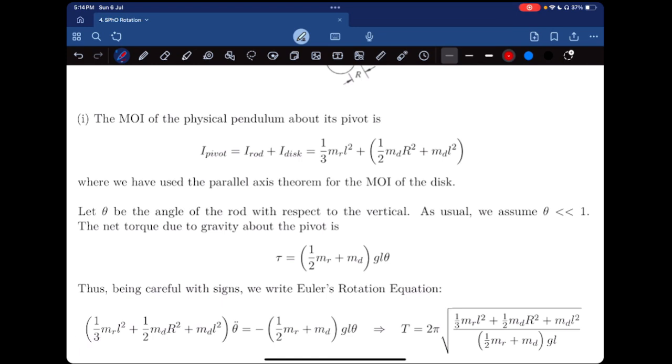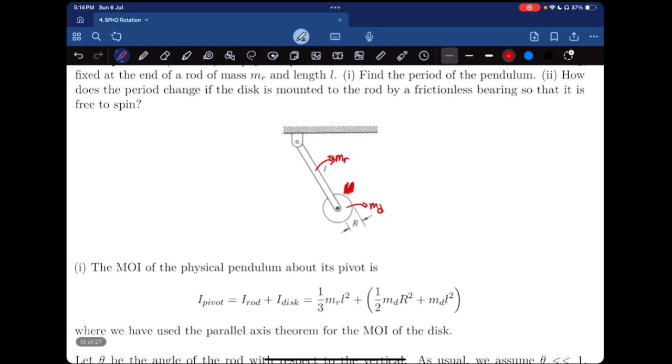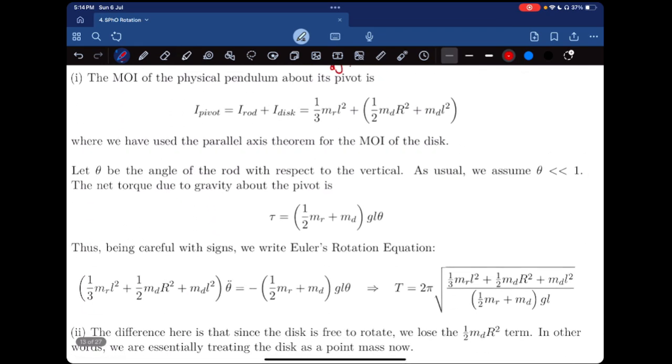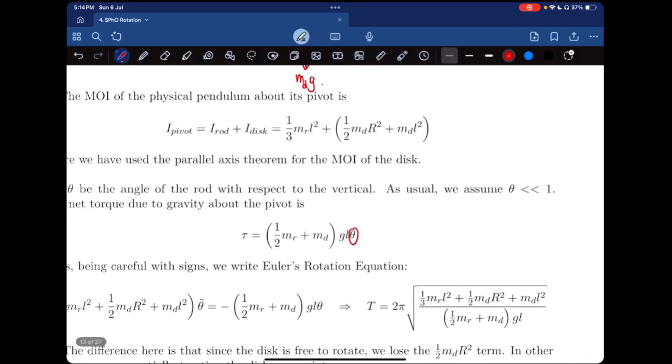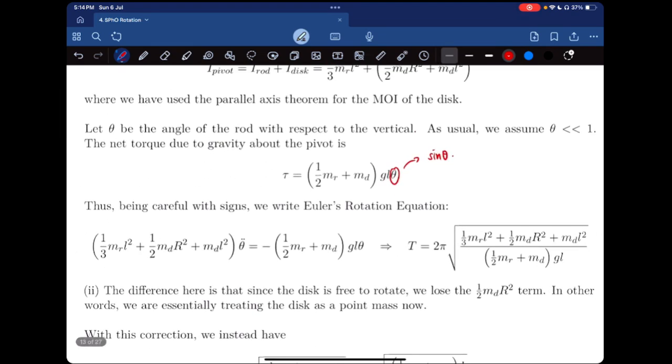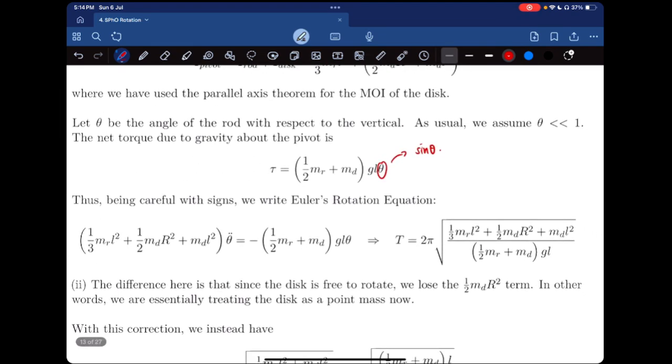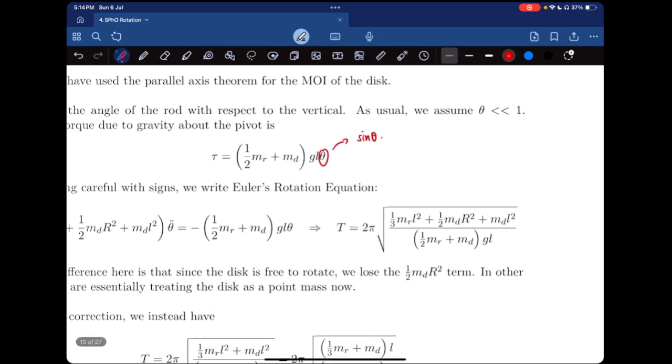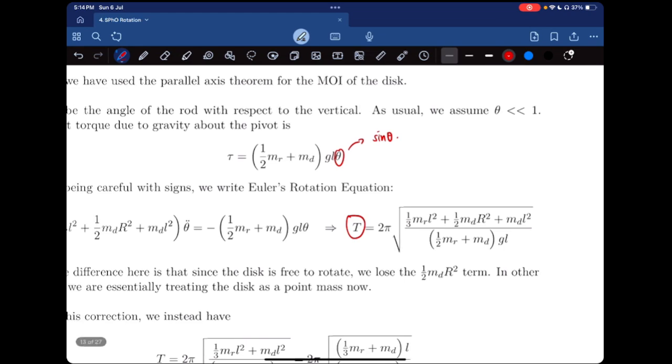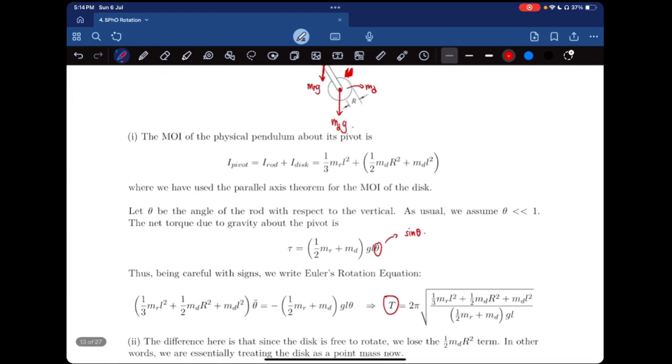net torque due to gravity about this pivot due to the contributions from the rod and the disc, where this is L over 2. So you can find the net torque due to gravity, which is as such under small angle approximation, and we can then write Euler's rotation equation and simplify it to get the period for the SHM. So this is quite standard.